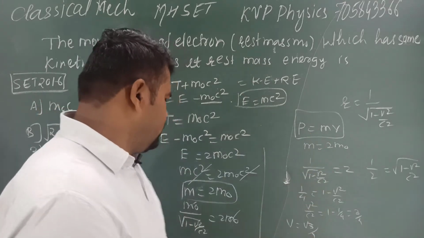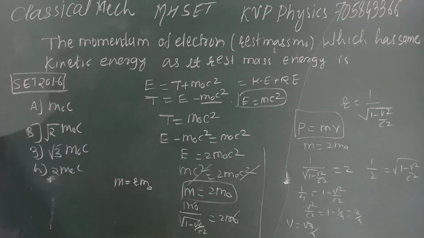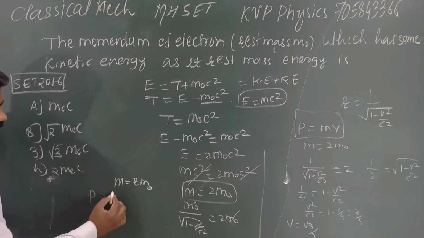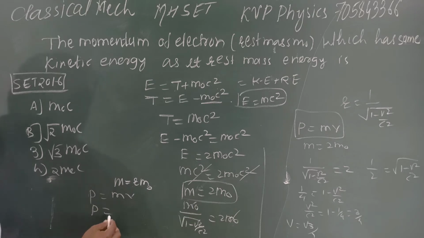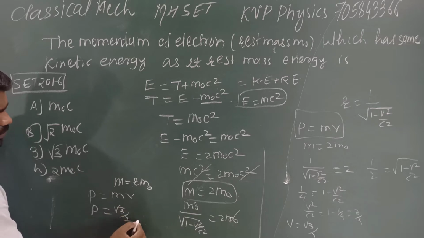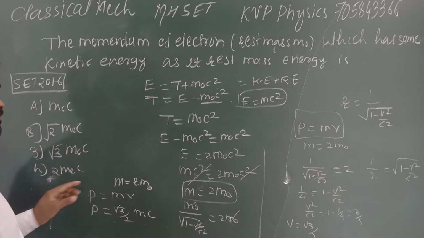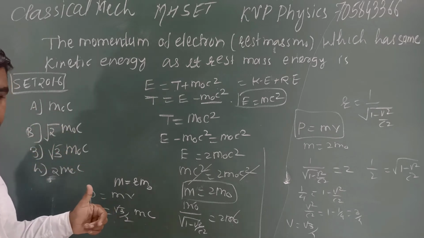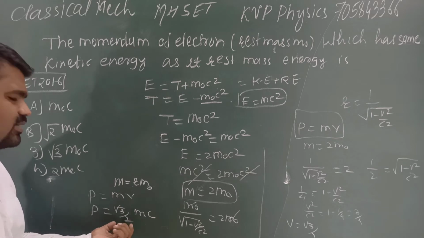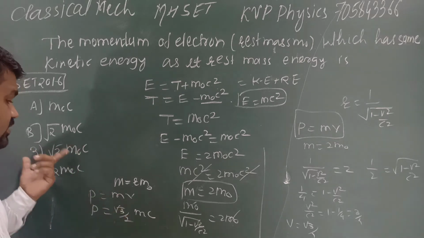Generally, we can substitute here. Momentum P is equal to mass times velocity: P is equal to 2 m0 into root 3 by 2 c, which gives root 3 m0 c. But no one option matches with this answer. Why? Because here is root 3 by 2, and here is an extra factor of 2. How to adjust these two?